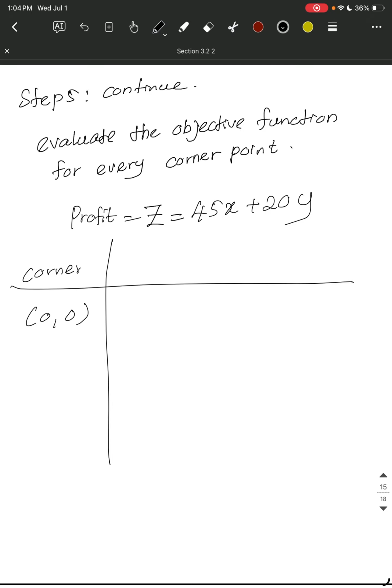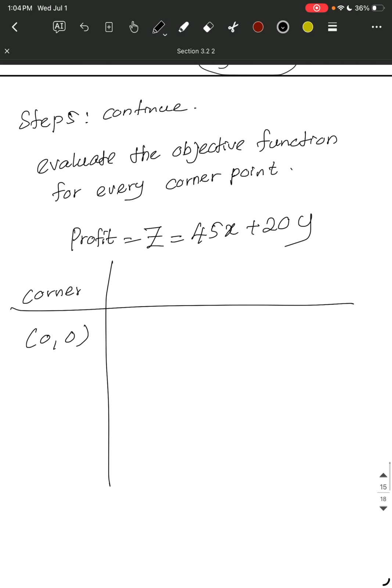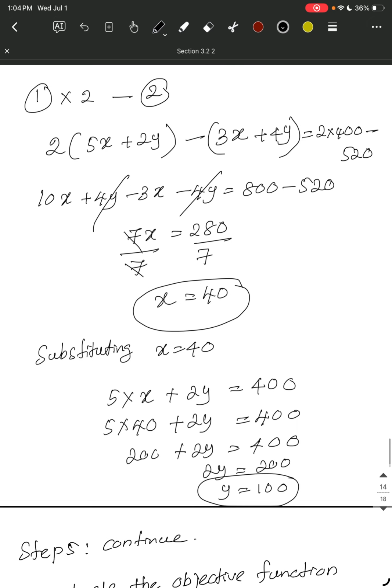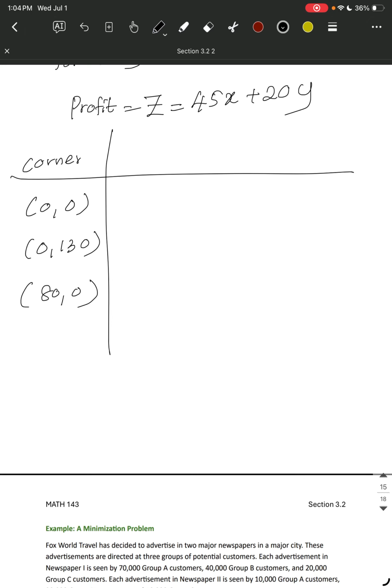So we have corner points (0, 0), (0, 130), (80, 0), and (40, 100). That is the intersection.